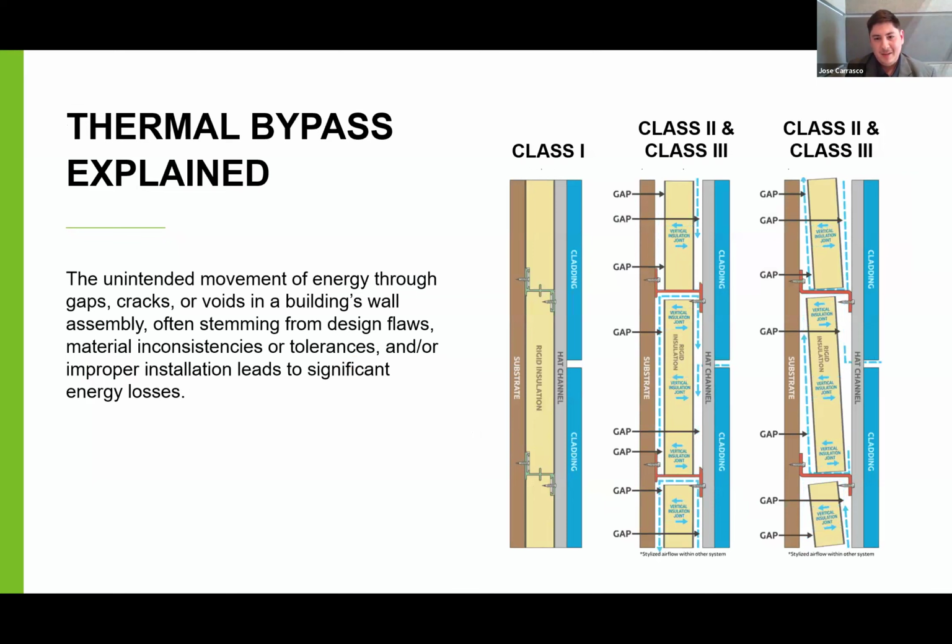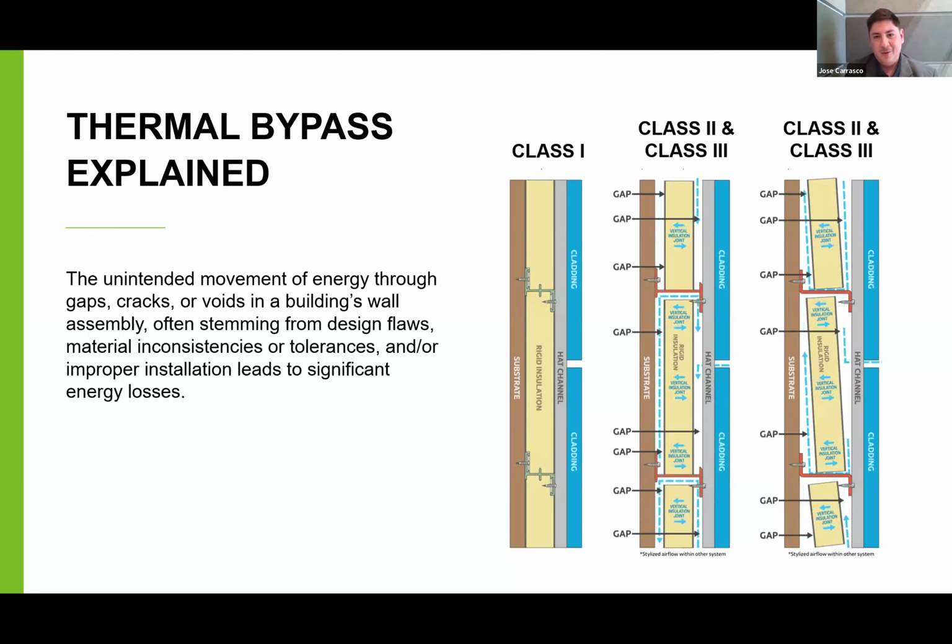Speaking of thermal bypass, this is the unintended movement of energy through gaps, cracks, or voids in a building's wall. So if we think back to one of those first slides about thermal bridging, you may choose a design that completely eliminates that thermal bridging. However, you may still run into issues with thermal bypass once that system is installed.